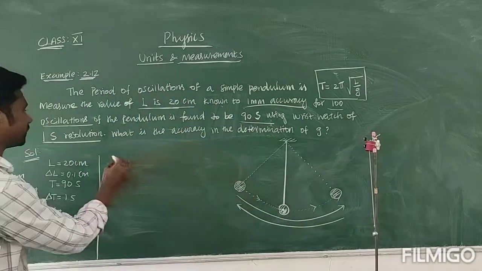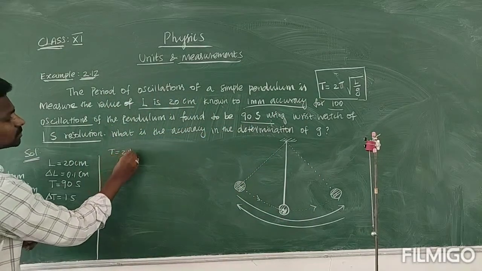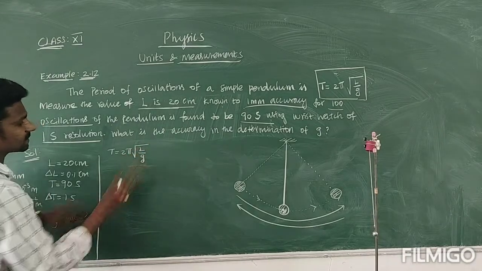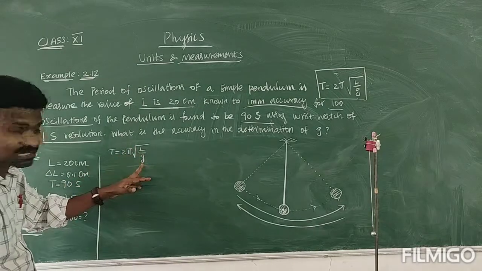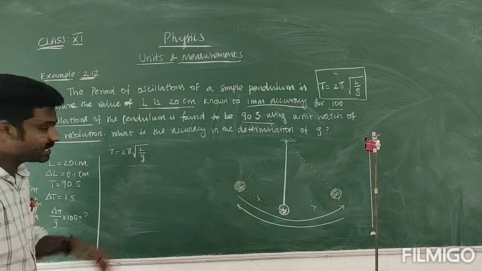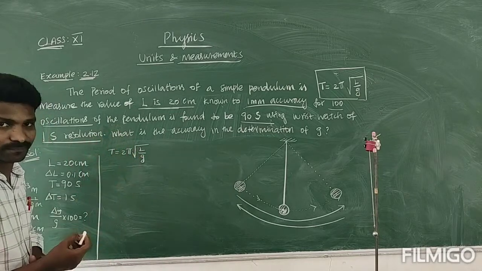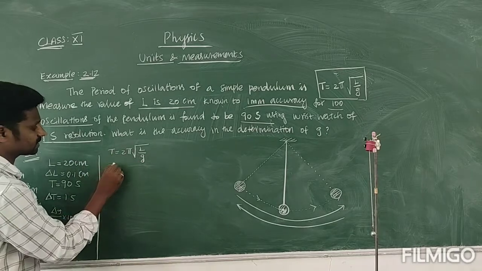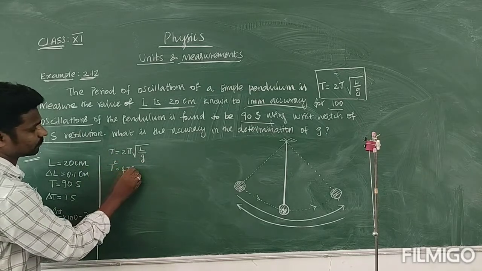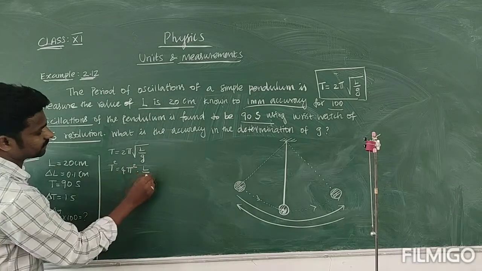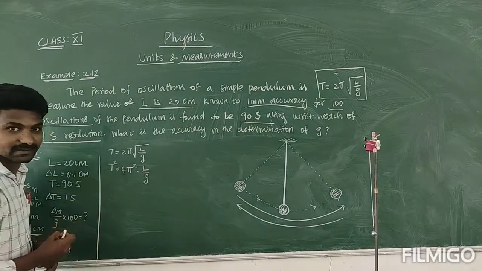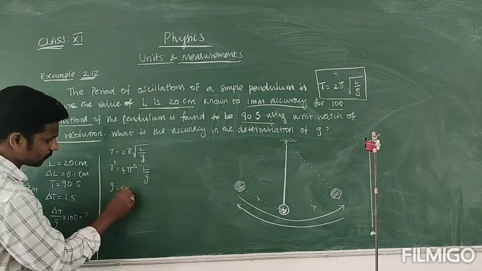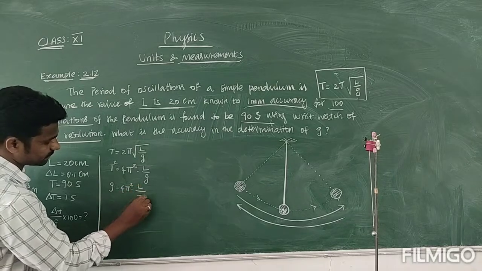So let's take the formula, that is T is equal to 2 pi root of L divided by G, capital L divided by small g. Small g represents acceleration due to gravity, and capital G is the universal constant. Now squaring on both sides, we get T squared is equal to 4 pi square into L divided by G. Square and root will be cancelled. See the next step. We need G only. Therefore G is equal to 4 pi square L divided by T square.